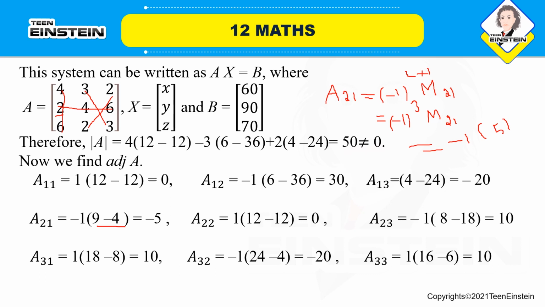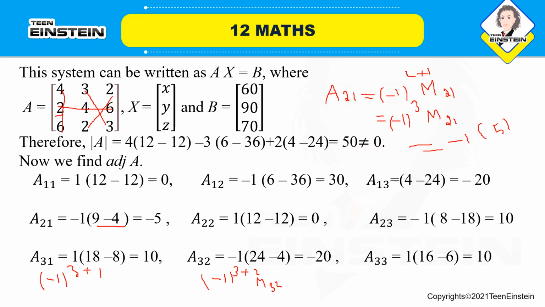Next, the cofactor of small a31 is capital A31. For this position, we have minus 1 whole to the power 3 plus 1. So minus 1 whole to the power 4, it is plus 1. So plus 1 into 18 minus 8, it is 10. Next, the cofactor of small a32 is capital A32. For this position, we have a minus sign. Minus 1 whole to the power 3 plus 2 into the corresponding minor M32. What is M32? 24 minus 4, it is 20, giving minus 20.